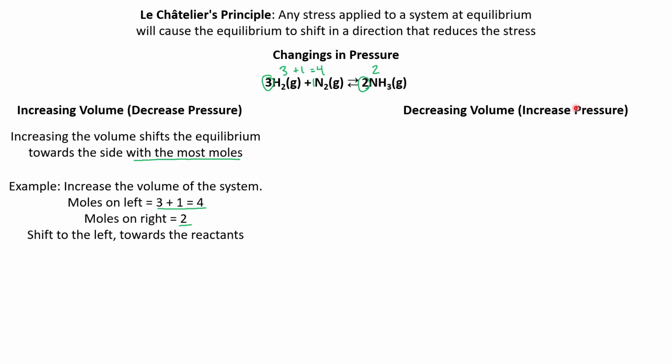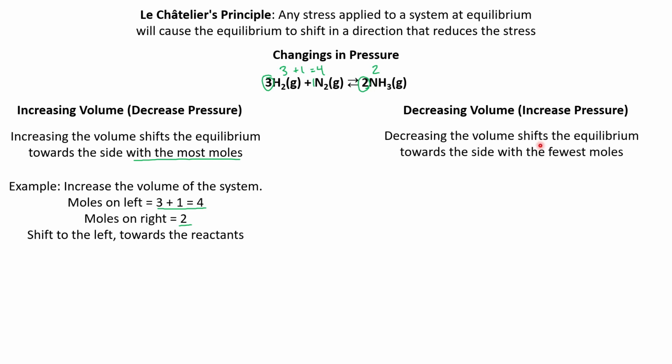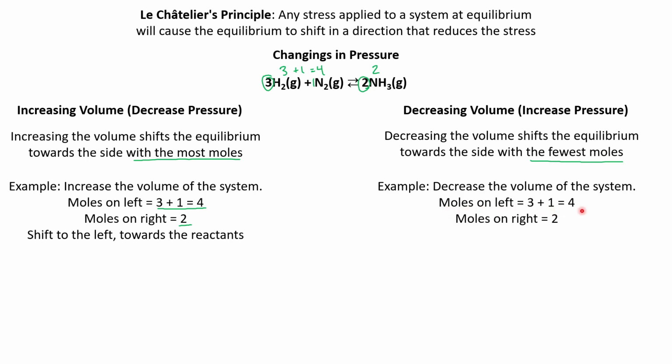So we're going to take a container and we're going to shrink it down. When we decrease volume, we're going to shift the equilibrium towards the side with the fewest moles. Still using our example here, we've actually already calculated our number of moles. Again, the moles on the left are going to be 4. The moles on the right are 2 because we haven't switched chemical equations.